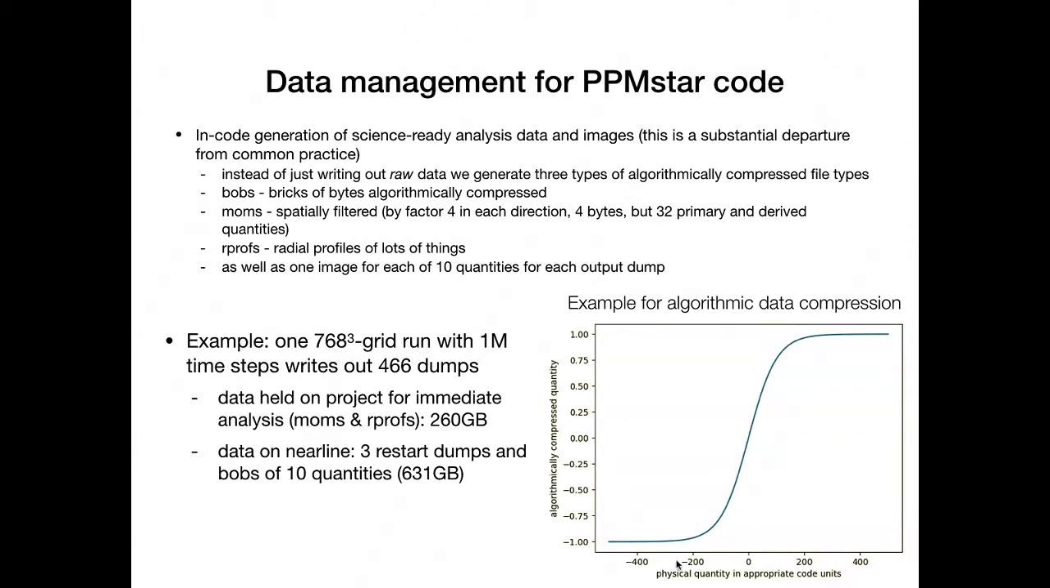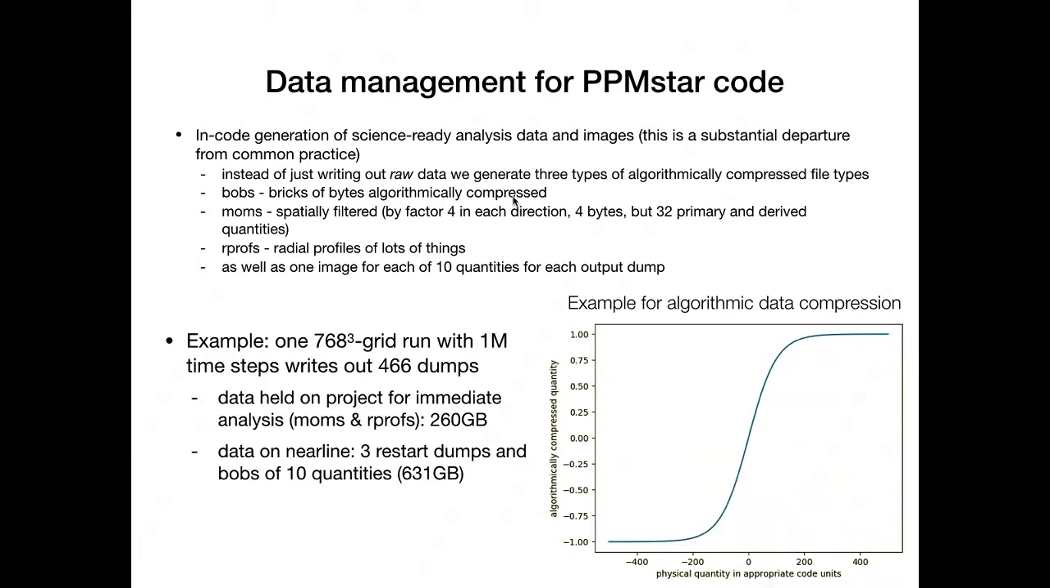And so we're mapping this full precision code unit number space, with a transform like this one, something like a hyperbolic tangent or something similar, to an algorithmically compressed quantity that only varies between minus 1 and 1. And then you can map that to either 2 bytes or even 1 byte. So, for example, we're saving these bricks in full resolution of 1 byte quantities, algorithmically compressed.